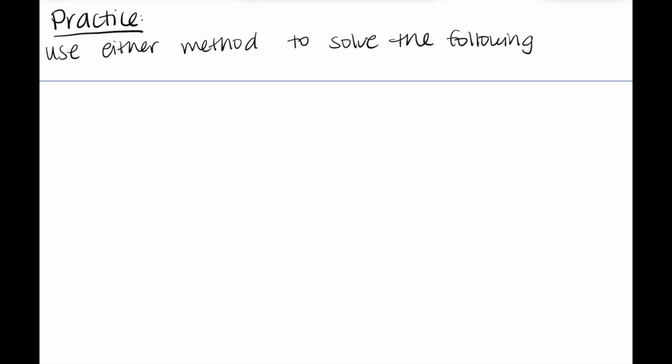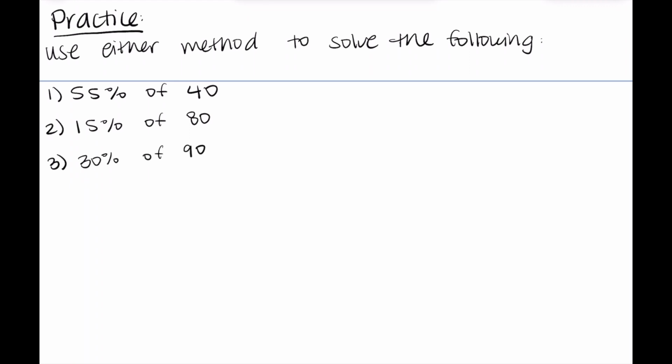As a reminder, I want you guys to use whichever method you prefer to solve these questions. There's only going to be 3 here because I'm going to explain it using both methods, but feel free to do additional practice on your own as well. The 3 problems we're going to do are as follows. For number 1, we have 55% of 40. For number 2, we have 15% of 80. And then for number 3, we have 30% of 90.